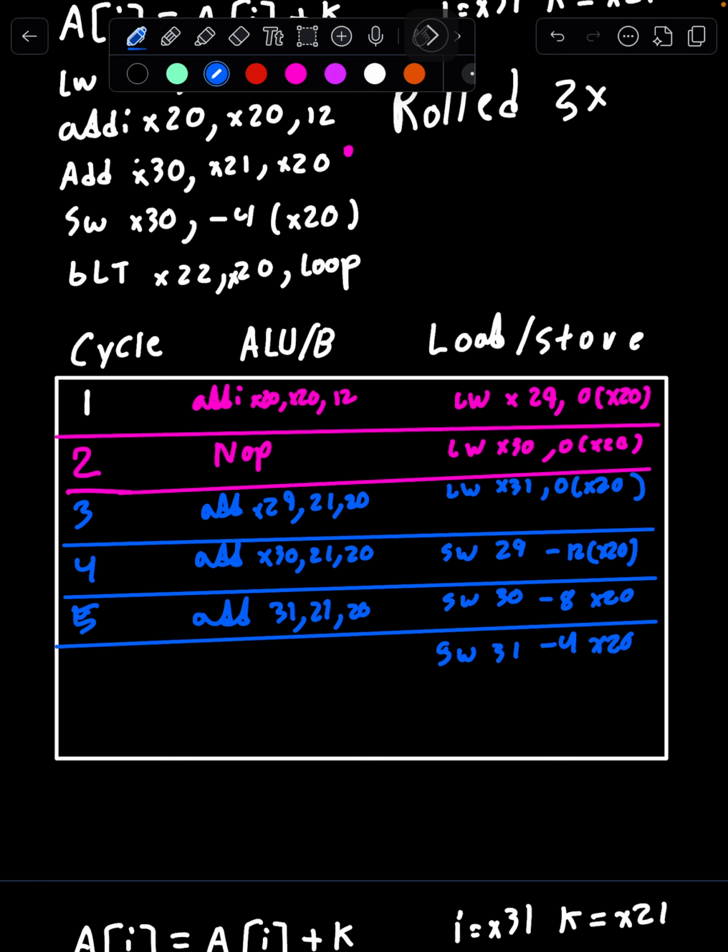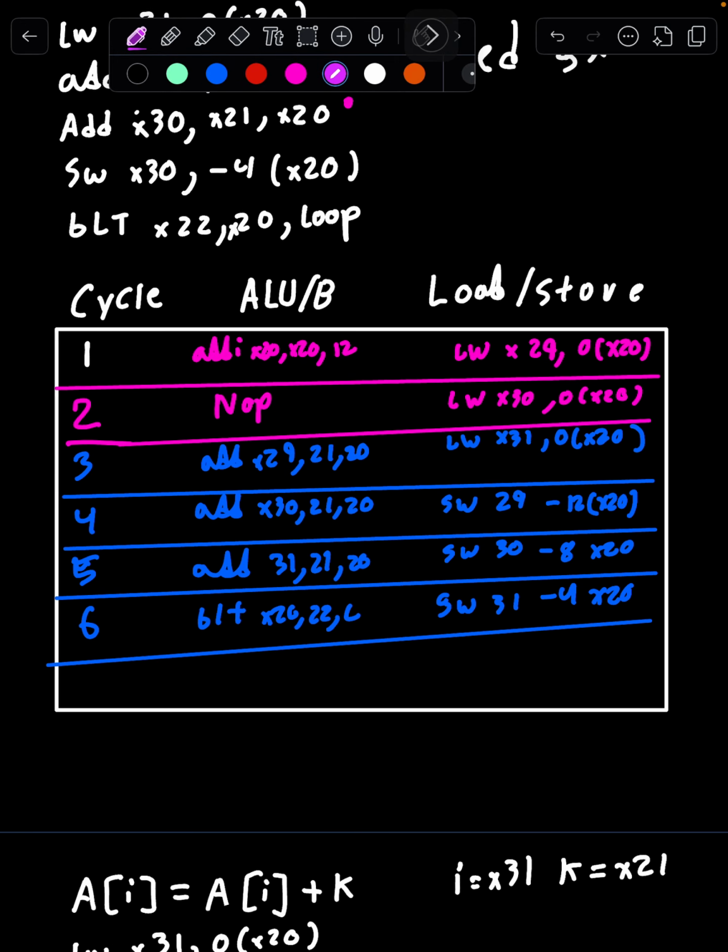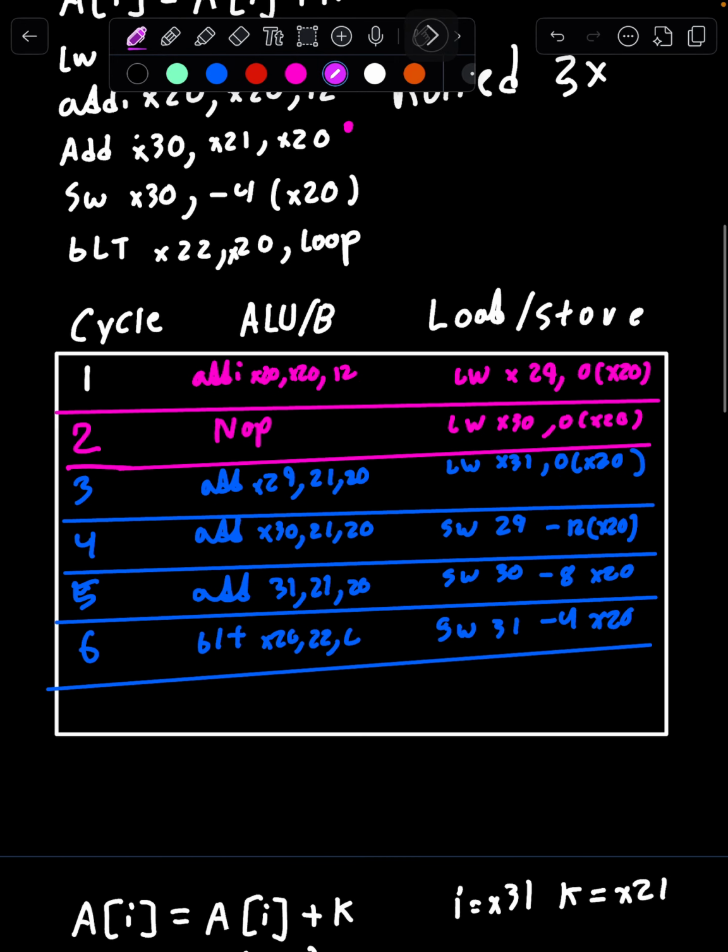So what are we able to do? We're going to do our branch, our BLT. That's in our 6th cycle. And then we're done with this one. There's nothing else to be done here. And now to get our number, we take how many instructions we did in total, not counting up here, counting here. 1, 2, 3, 4, 5, 6, 7, 8, 9, 10, 11. 11 divided by the cycles.